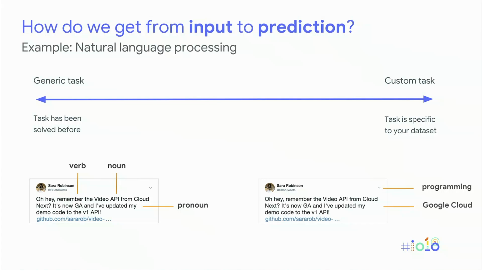But let's say, on the other hand, that I want to take the same tweet, and I want my model to output these tags. I want my model to know that this is a tweet about programming, and more specifically, it's a tweet about Google Cloud. I'm going to need to train my model on thousands of tweets about each of these things so that it can generate these predictions.